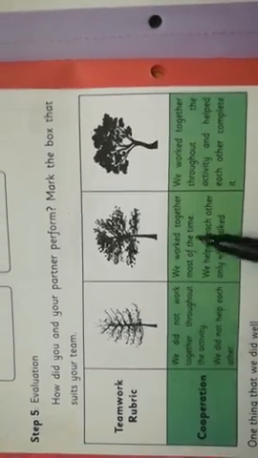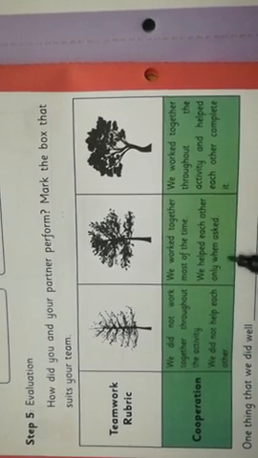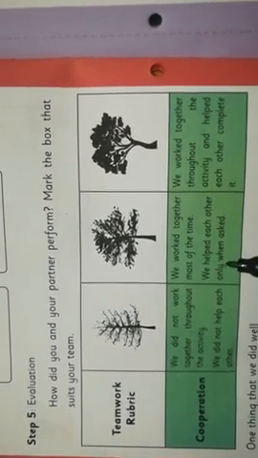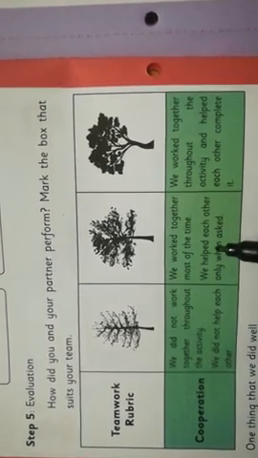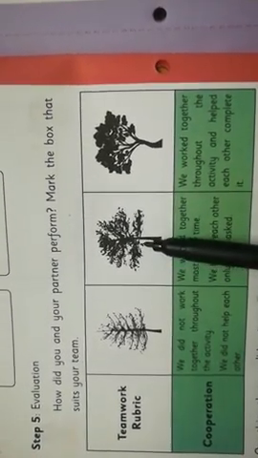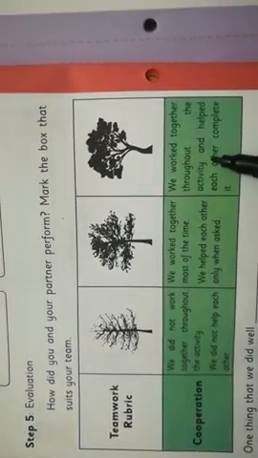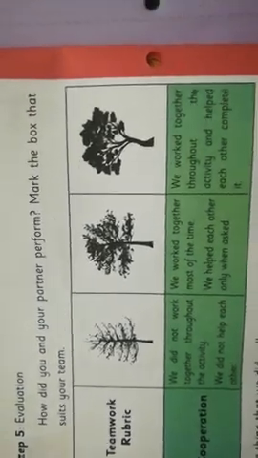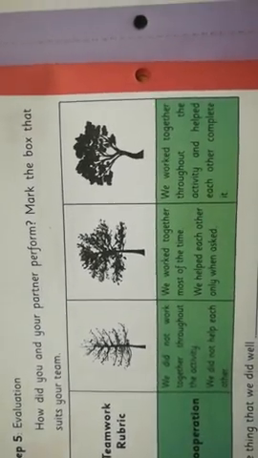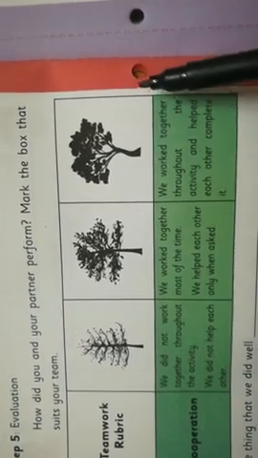Then mark this one: we worked together most of the time. We helped each other only when asked. Whenever one person asked for help and you helped, you have to tick this box. Then, we worked together throughout the activity and helped each other complete it. When you completely worked with each other, you have to mark this one, children.